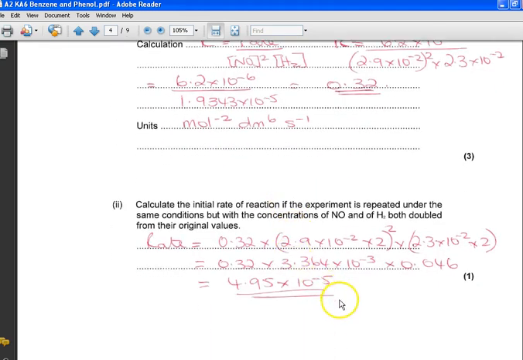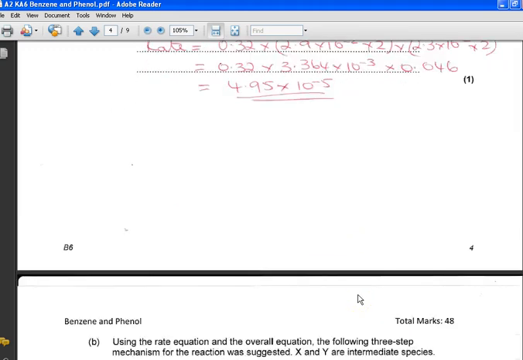So you just doubled the concentrations. Don't forget that you need to square that value. Apart from that, pretty straightforward. It's only 1 mark.